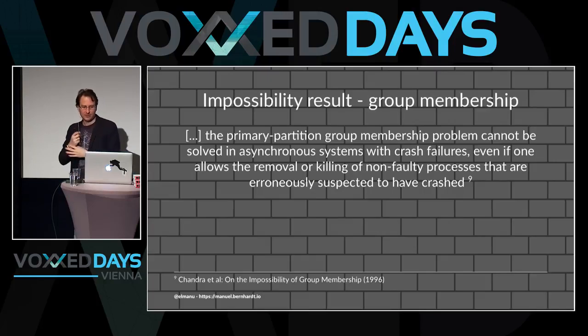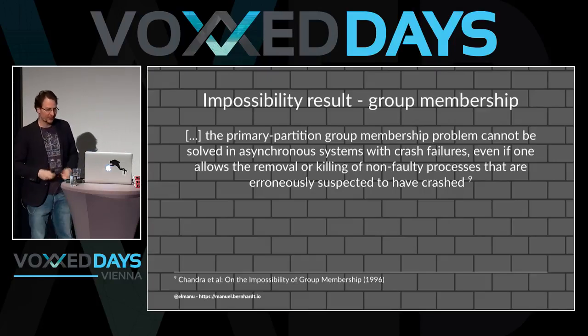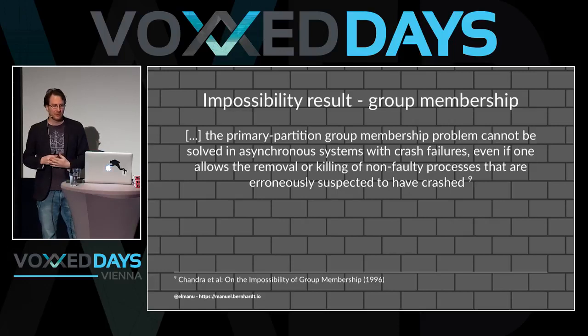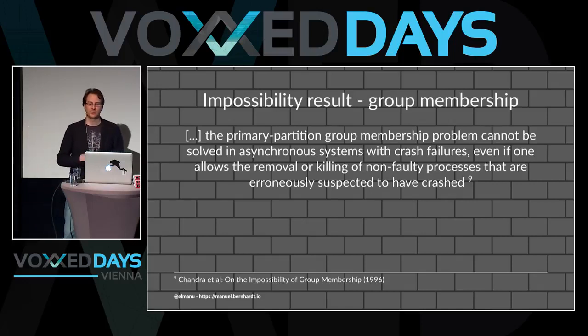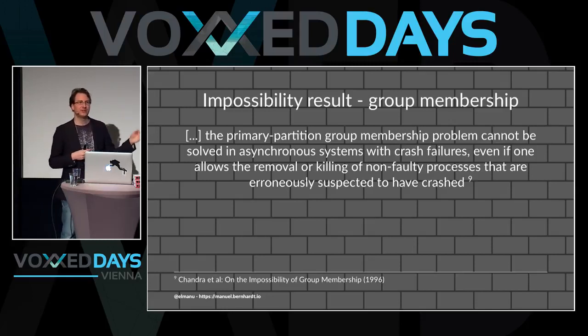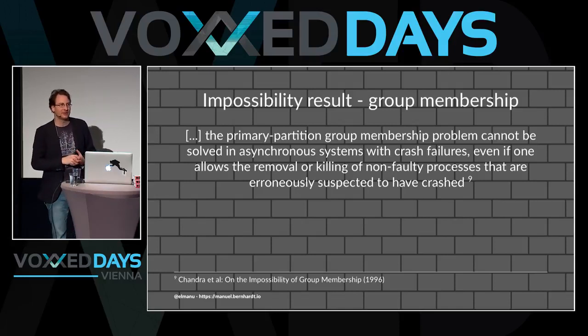So let's start with impossibility again. The impossibility of group membership. And the idea here is that the primary partition group membership problem cannot be solved in asynchronous systems with crash failures, even if one allows the removal or killing of non-faulty processes that are erroneously suspected to have crashed. So what that means, primary partition is like we have this main partition, or ideally we only want one partition, okay? If we have 2 or 3 partitions, it's not so much interesting. How do we build an application on top of that?